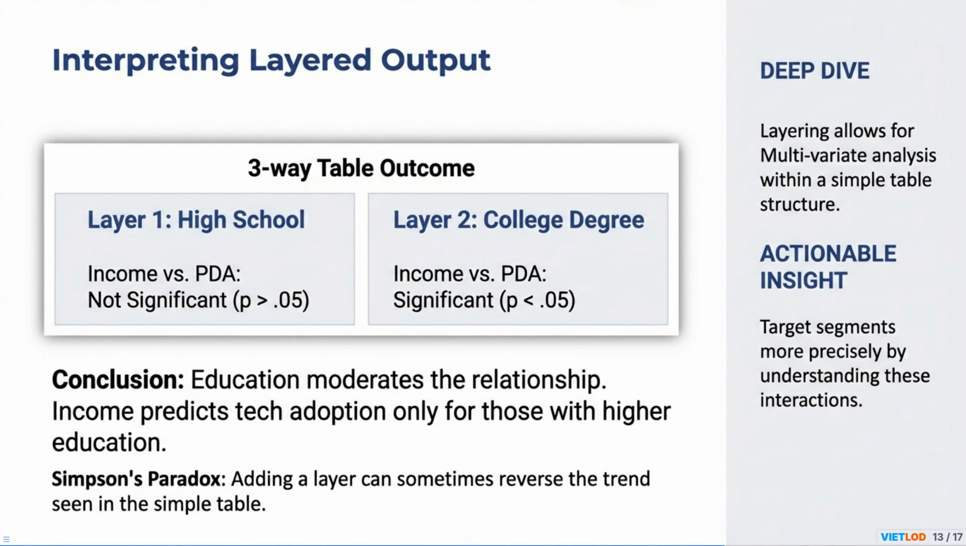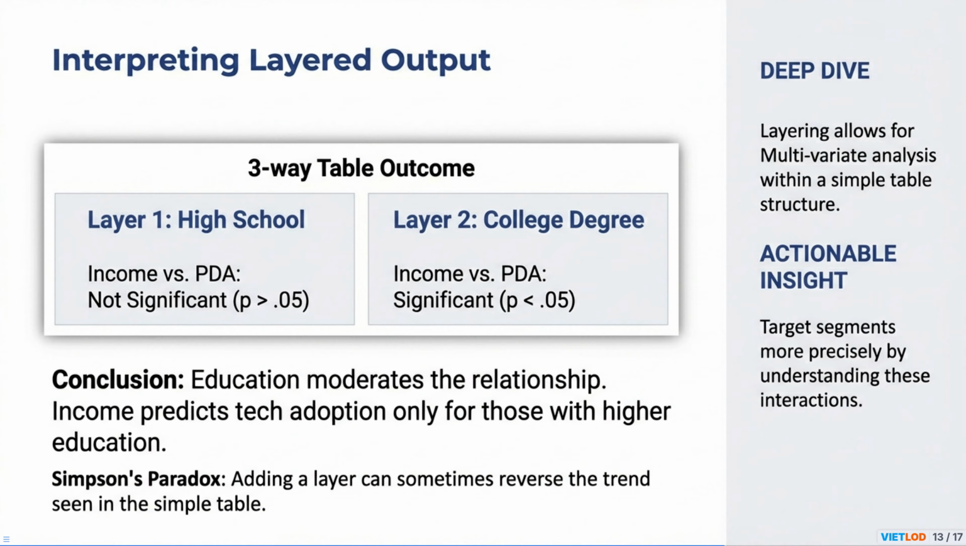To do this in SPSS, the action step is to simply drag the control variable, in this case level of education, into the layer box in the Crosstabs dialog to control for its effects. When you add a layer, SPSS produces separate cross-tabulation tables for each category of the layer variable. In our example, we get one table for the high school group and another for the college degree group. We then interpret each table separately.